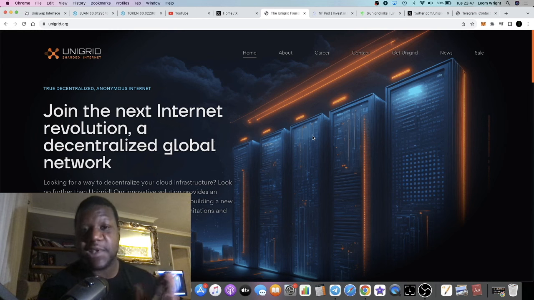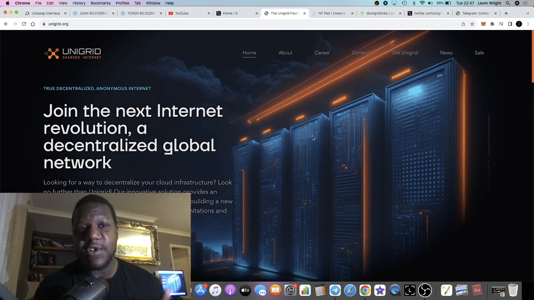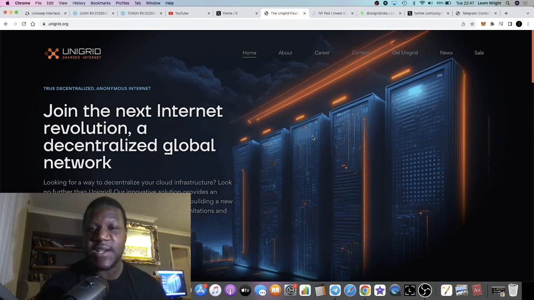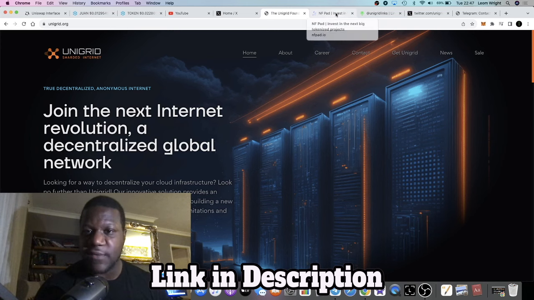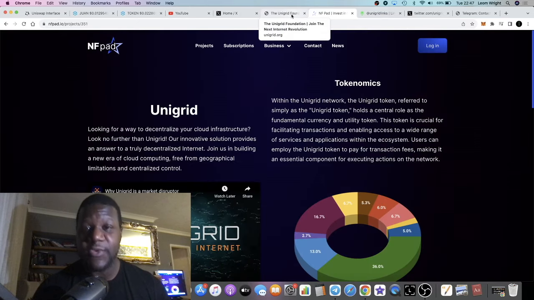It's not the angel round, it's the seed round, after which there will be a public IDO and then potential moonshot in this project. And why I think this is great timing is that going into the bull run, we're going to see a lot of launch pads getting bullish, just like we saw in the last bull run. Launch pads were launching projects, doing 100x's, 1000x's, 300x's, all that sort of stuff. And this is being hosted by NFPAD, which is a launch pad.